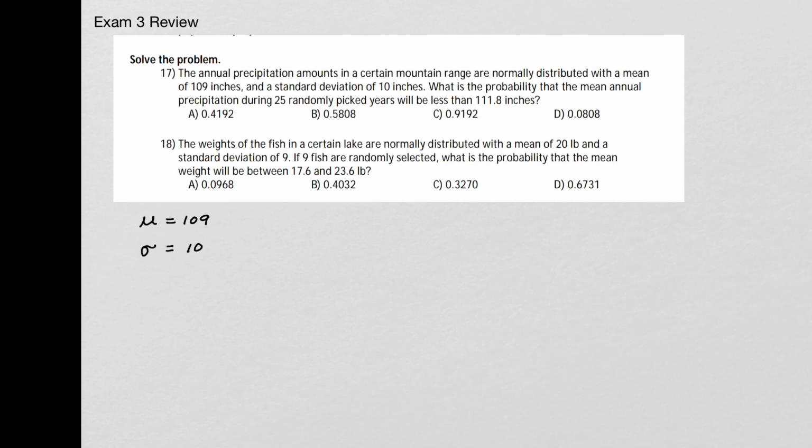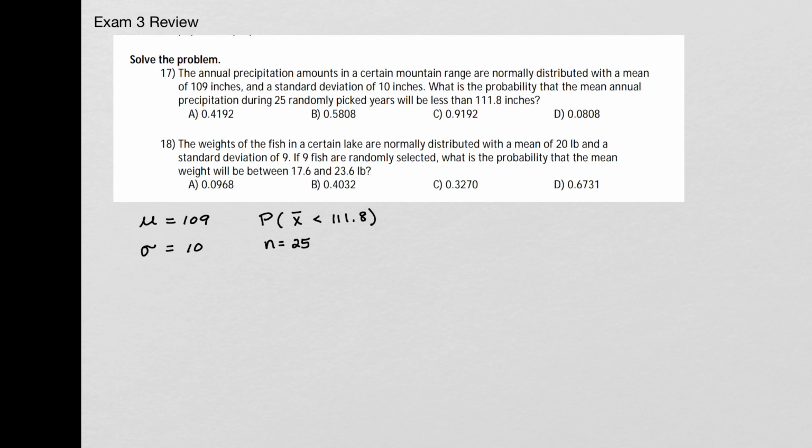We want to calculate the probability that the mean annual precipitation during 25 randomly picked years will be less than 111.8 inches. So I can write that as the probability that X bar, the mean for that sample, is less than 111.8. And we know that the sample size is 25, so that's N.